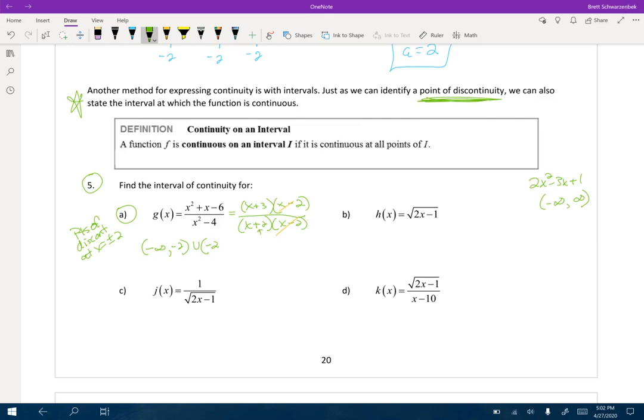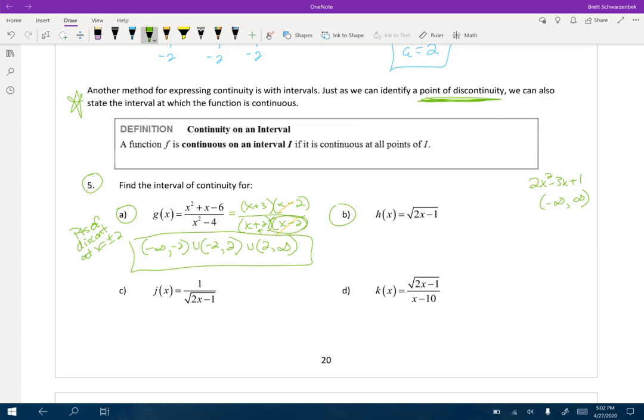So then where's the next spot? We go to 2, where the actual hole is. We start again and we go all the way to infinity. So this would be the interval of continuity for this problem. And by the way, it's also the domain in the scope of what we're doing. So we need to do the same thing for all our other problems. This is usually a pretty easy one. Just remember not to remove the 2, the hole, from the problem when you're determining it.